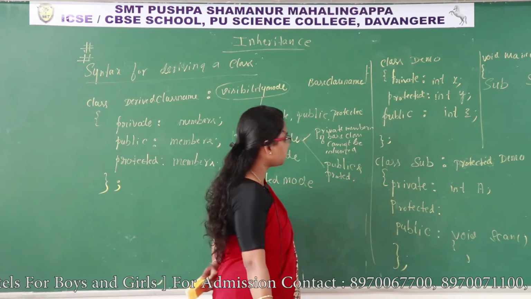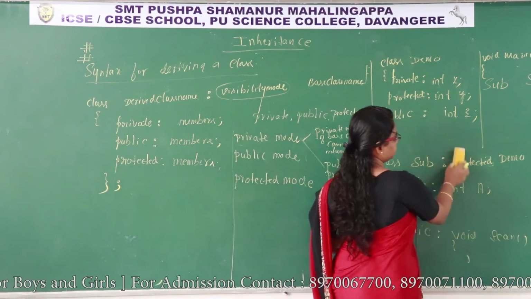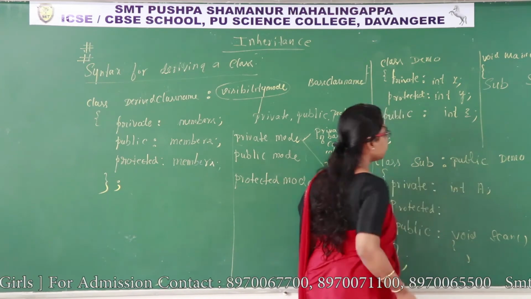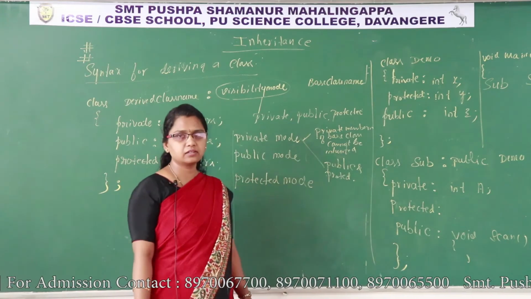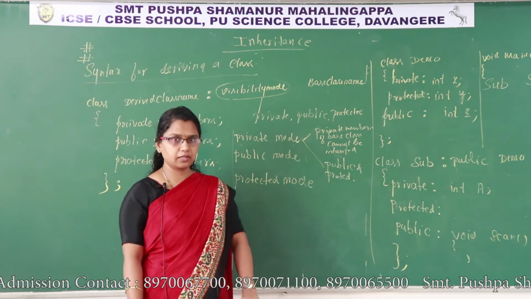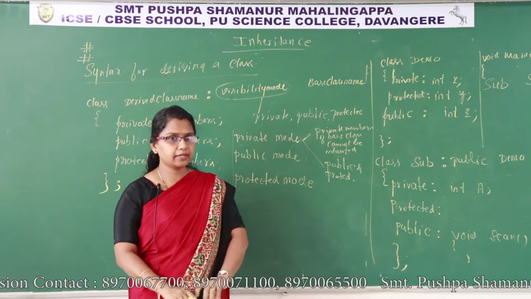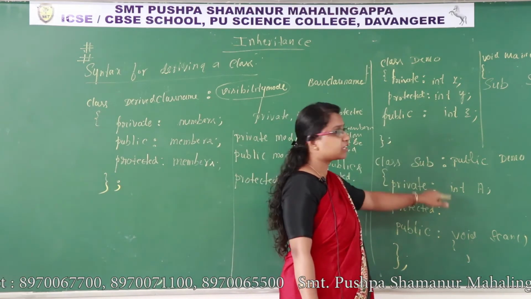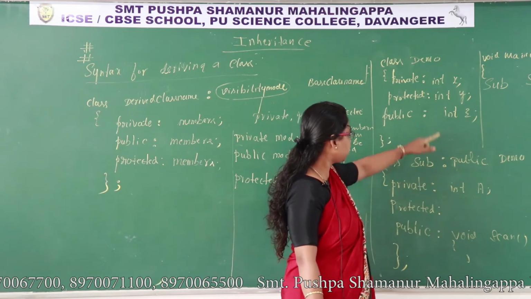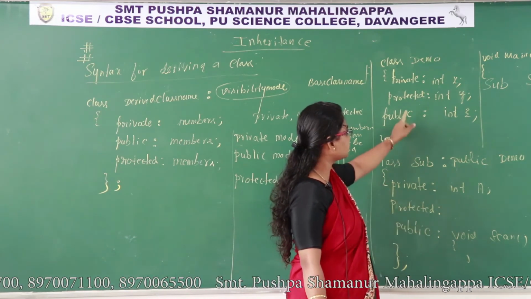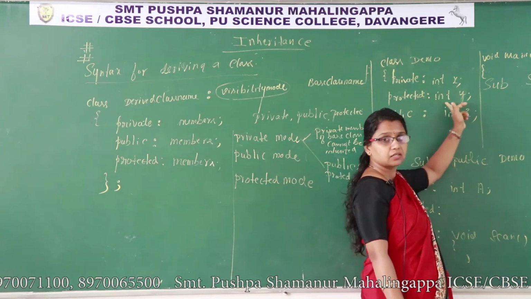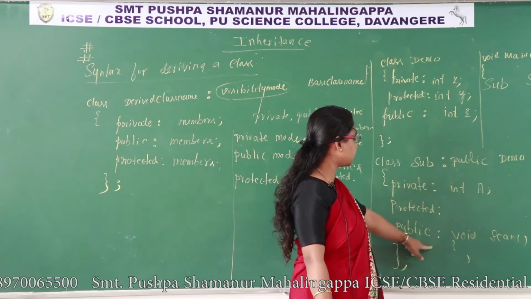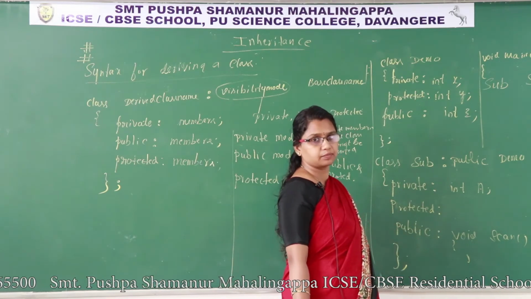Okay. If it is public, as usual private members are not inherited. Only public and protected will be inherited to the derived class. After inheritance, where will these two members go? Respective sections. A protected member of a base class becomes a protected member of a derived class, and a public member of a base class becomes a public member of a derived class.